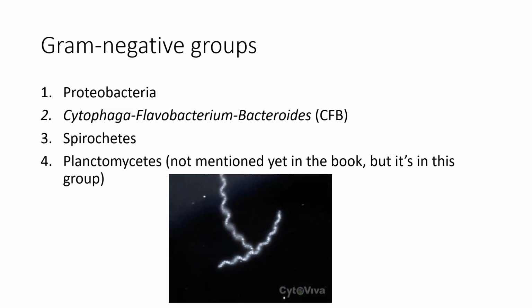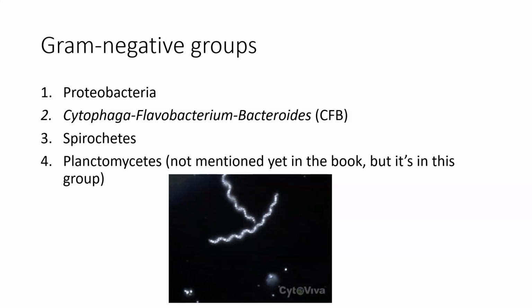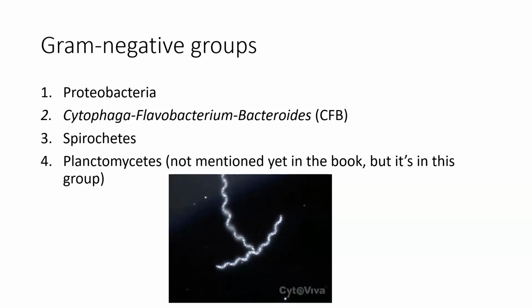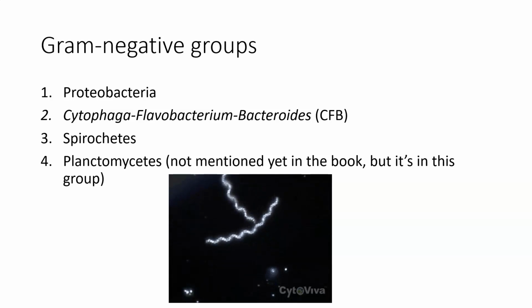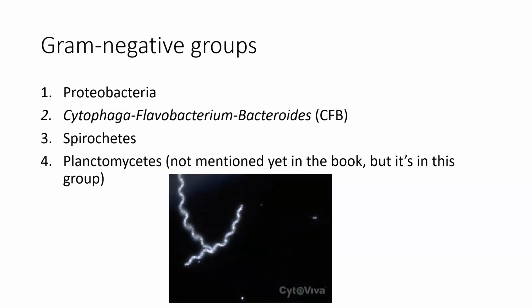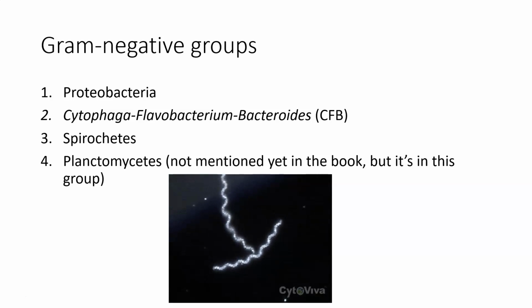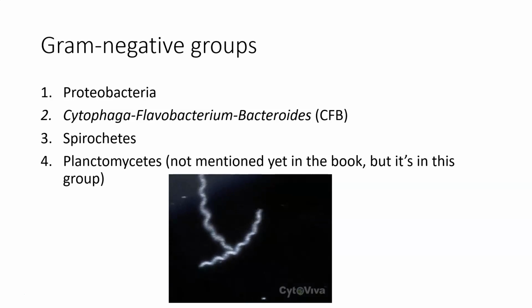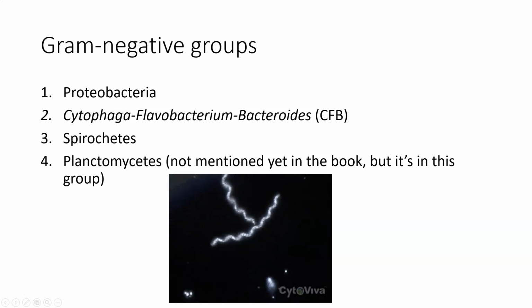Your book, at this point, only mentions the top 3: the proteobacteria, the CFB group, and the spirochetes. Later on, it mentions planktomycetes, and after planktomycetes, it also mentions cyanobacteria. Those are all phyla within the kingdom bacteria, which appears to be the only kingdom in the domain bacteria. This happens to be a GIF of a spirochete, and this particular phylum is number 3 up there.